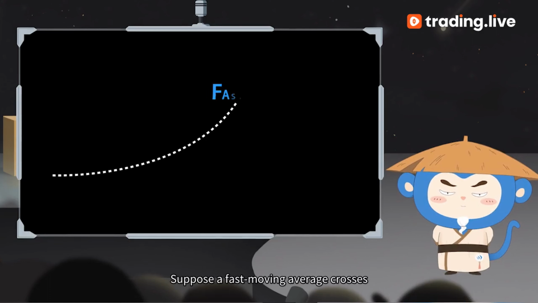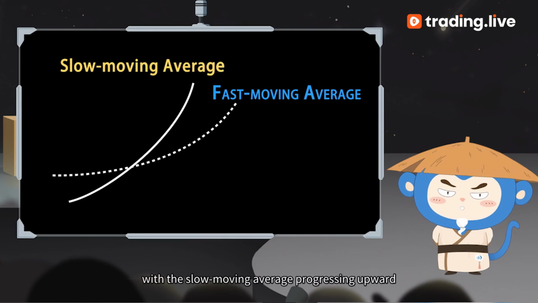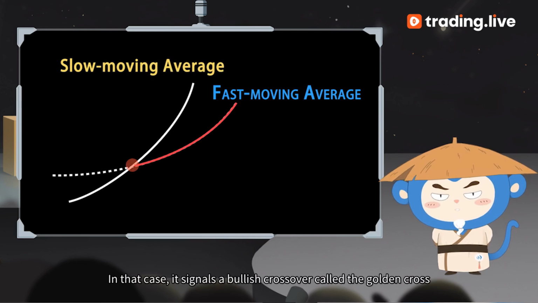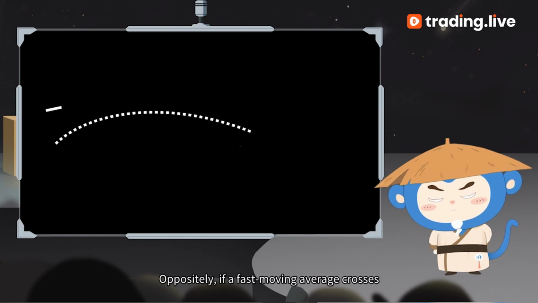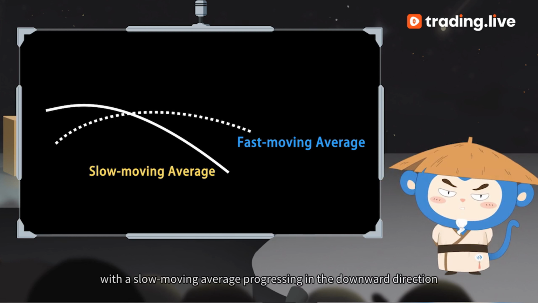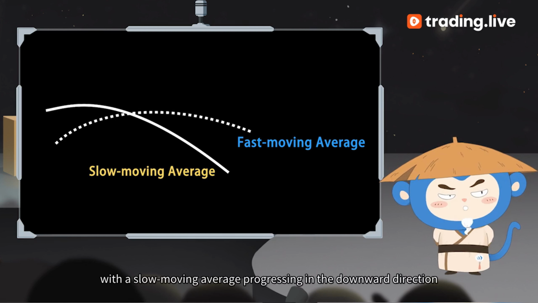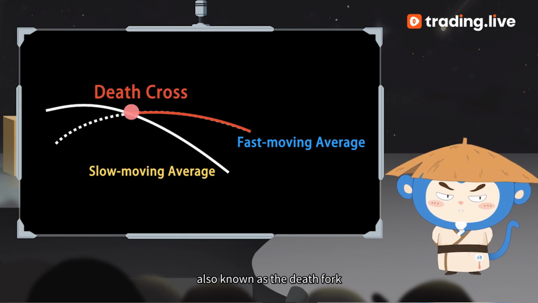Suppose a fast-moving average crosses over a slow-moving average upwards, with the slow-moving average progressing upward. In that case, it signals a bullish crossover called the golden cross, also known as the gold fork. Oppositely, if a fast-moving average crosses over a slow-moving average downwards, with the slow-moving average progressing in the downward direction, this signals a bearish crossover called the death cross, also known as the death fork.